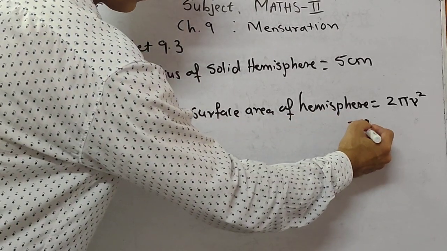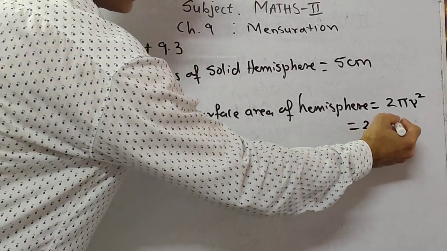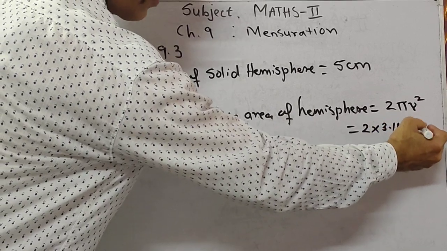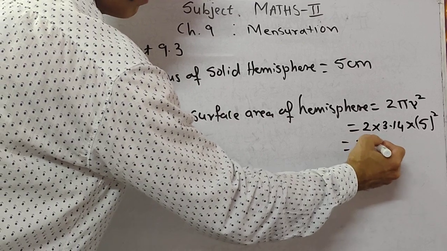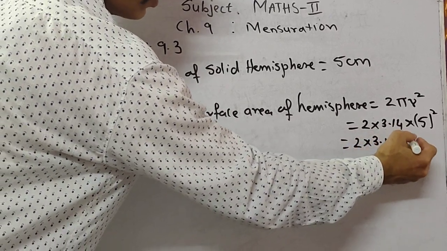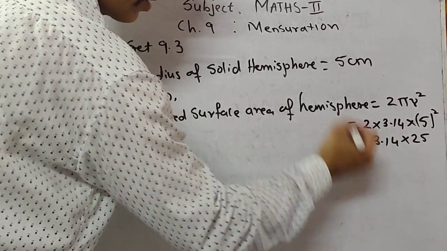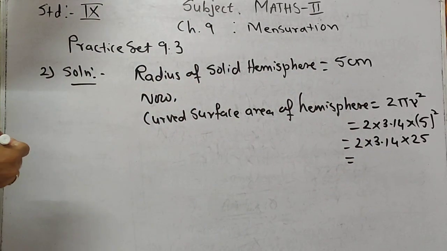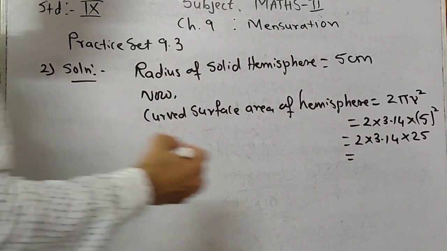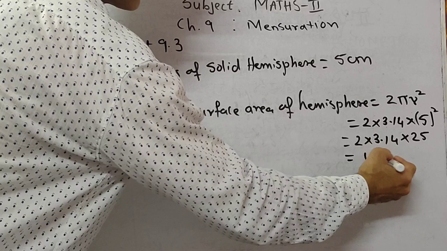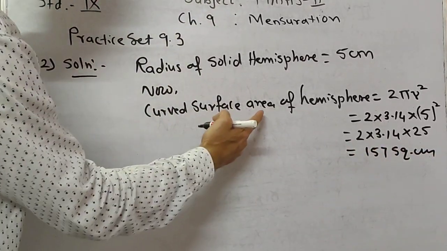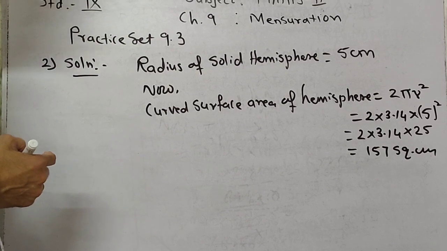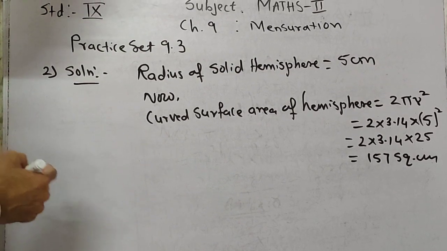Pi value is given 3.14, r is 5, r square. 2 into 3.14 into 25. Okay, all you will multiply, you will get the answer 157 square centimeter. Why square centimeter? Because it is area. हमको area है इसके लिए, that is why it is square centimeter.